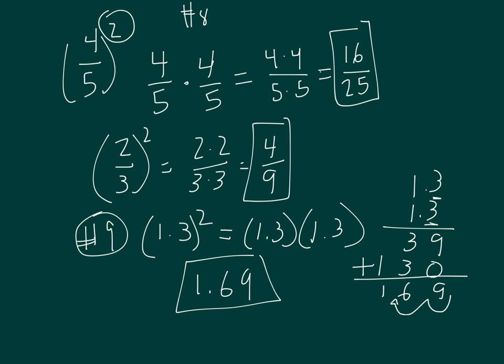Do not round. If this happens to be 3 decimal places, leave it 3 decimal places. Don't round to the nearest hundredth on that.